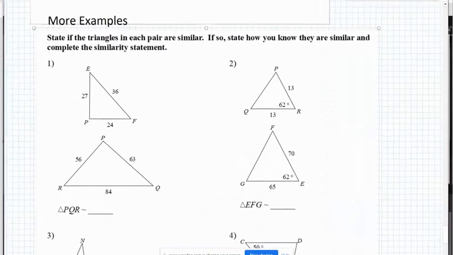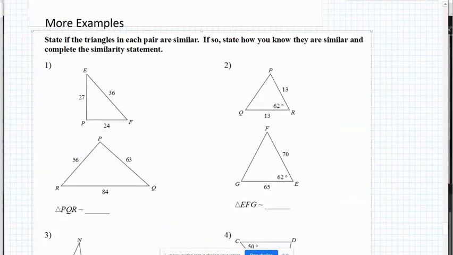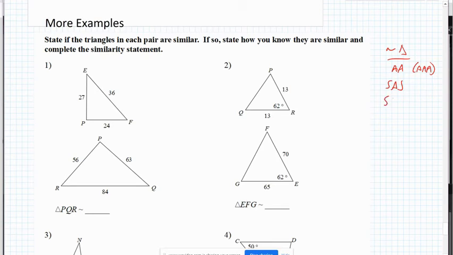And so for these, we want to state if the triangles are similar, and if so, how do you know they're similar? By what reason? So remember we have three ways now of proving that triangles are similar. We have AA, which is the same as AAA. We have SAS, and we have SSS. So those are the three ways that we can prove that triangles are similar.